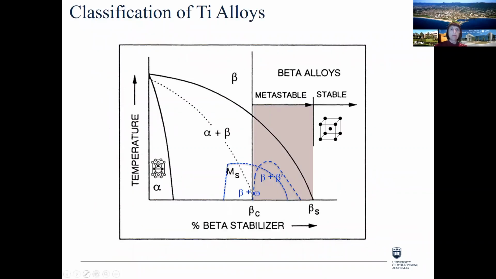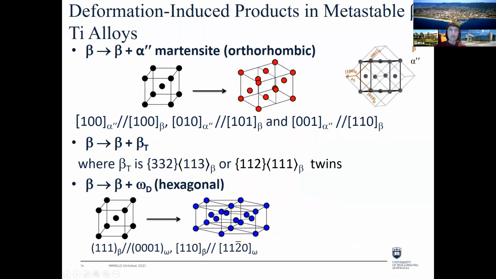So this is a diagram that's showing the classification of titanium alloys based on phases. And as you could see, with an increase of beta stabilizing elements, the phase composition changes from alpha to alpha beta to beta. The topic of today's presentation is only metastable beta titanium alloys, which could maintain beta phase to room temperature, but transform under applied deformation.